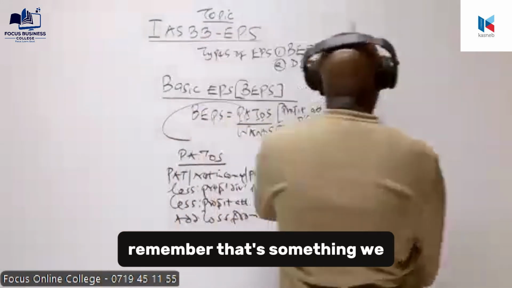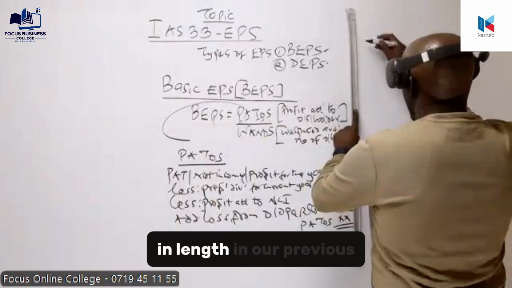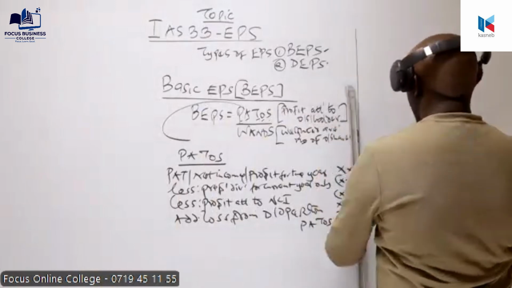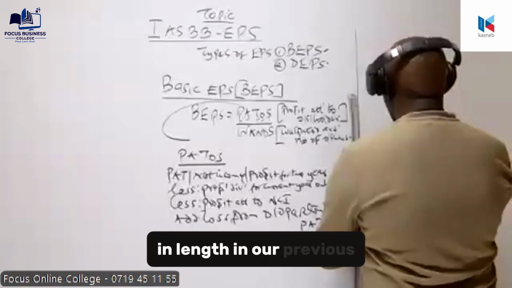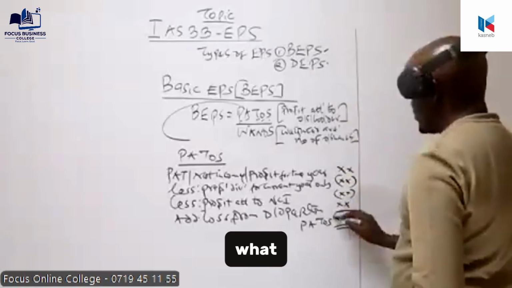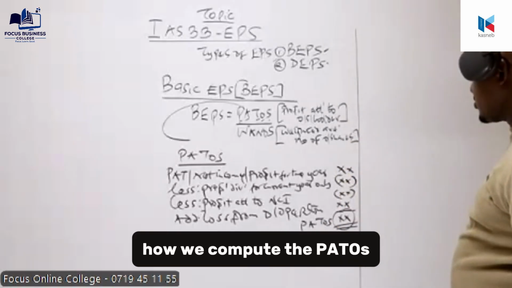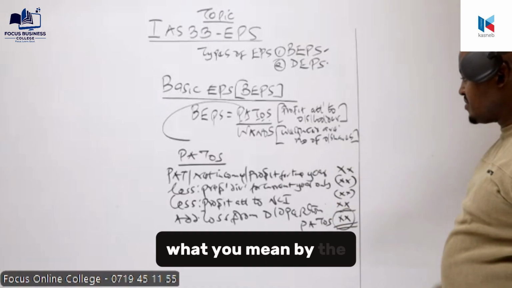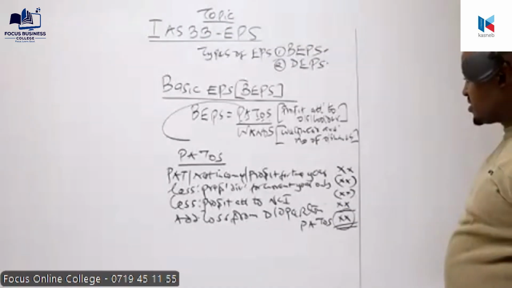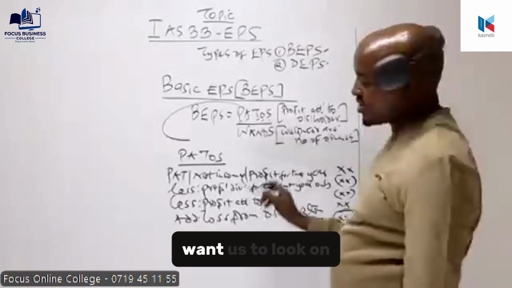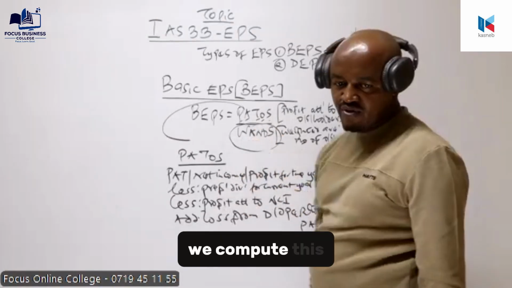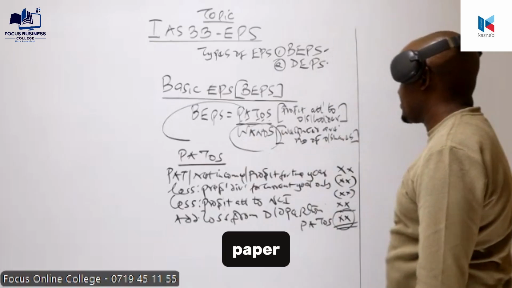Remember, that's something we were able to discuss in length in our previous class, on how we compute the PATOS. Equally, we gave more explanation on what we mean by discontinued operations and so on. So in today's session, I want us to look at how we compute this, and then also we do a question from a past paper.